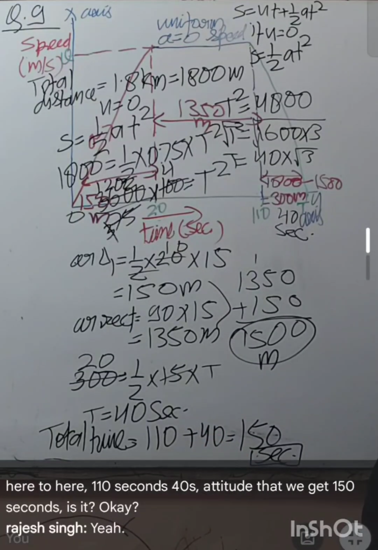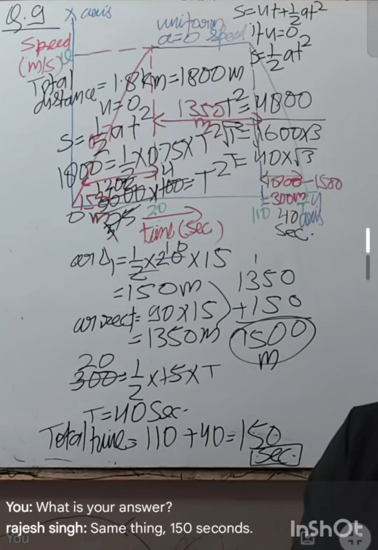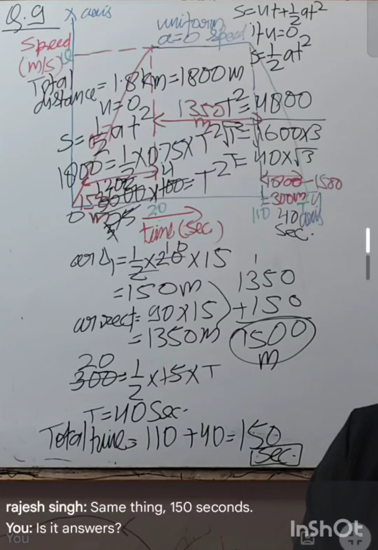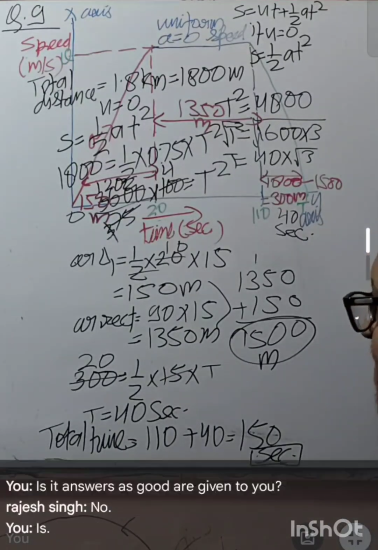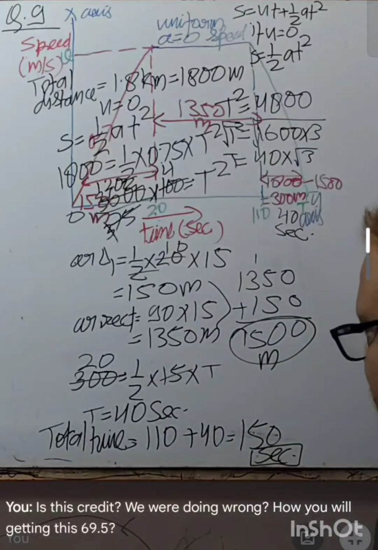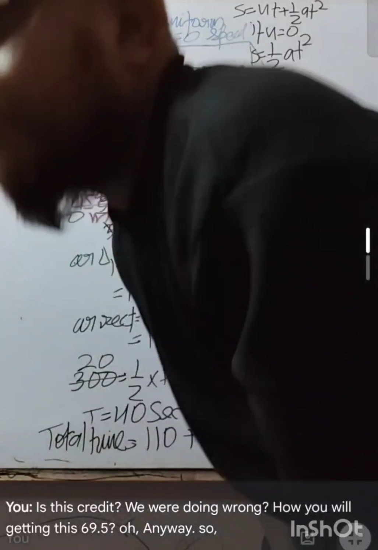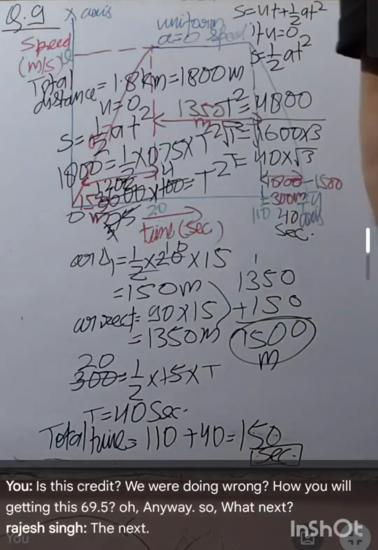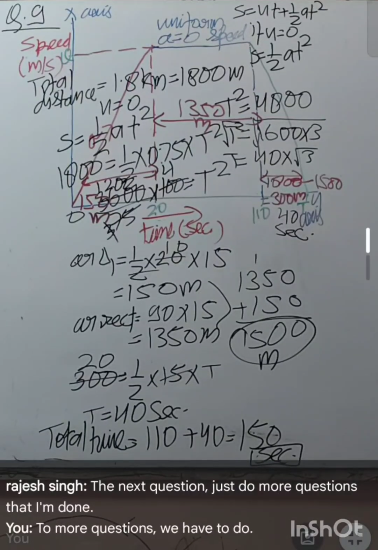Yeah, what is your answer? Same thing, 150 seconds. Are the answers given to you? No. Is this correct? But earlier we were doing wrong. How are you getting just 69.5? Oh, anyway. So, what next? The next question. Just 2 more questions and I'm done. 2 more questions we have to do. Yeah. Okay. Do it, man.